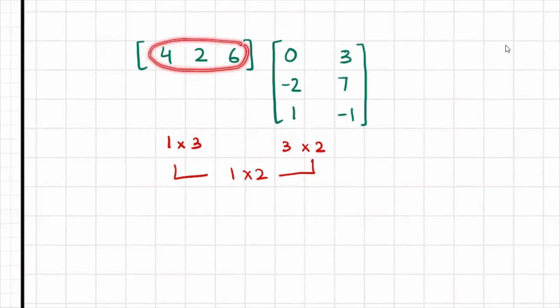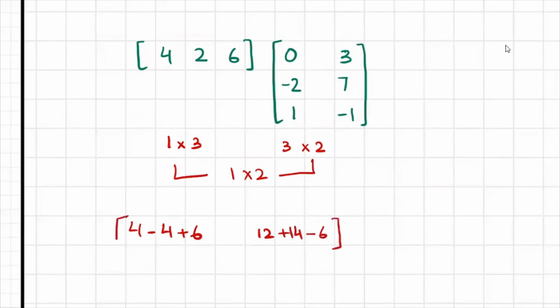This will be multiplied with this to get 4 times 1 is 4, minus 2 times minus 2 is plus 4, 6 times 1 is 6. Then I have to multiply the first row again with the second column. So 4 times 3 is 12, 2 times 7 is 14, and 6 times minus 1 is minus 6. That's it. There's no other row.